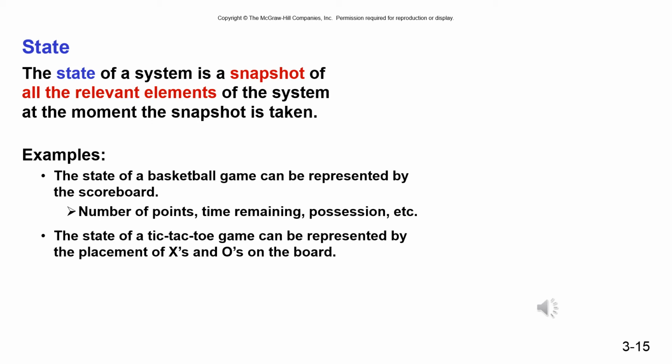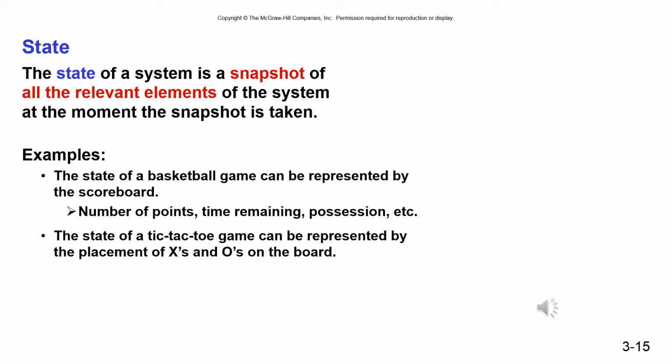If no score has been made, it doesn't matter. It could be 38 to 42 with 12 minutes and 10 seconds left in the third quarter, period, whatever. I'm not a baseball fan. And it clicks off 1 second and the score is the same, but the state has changed. Okay?